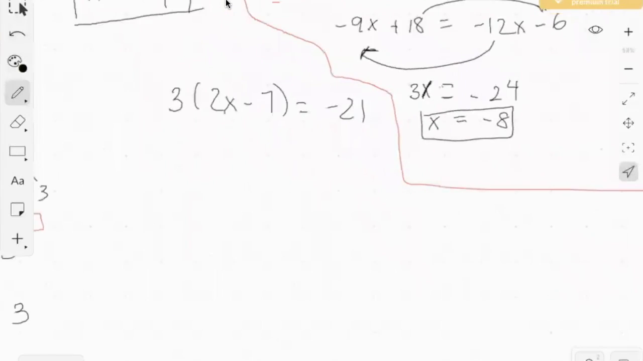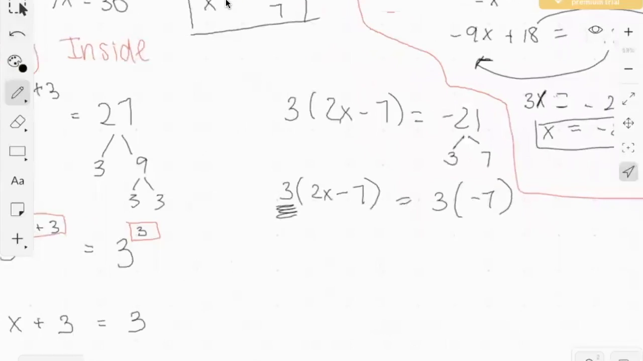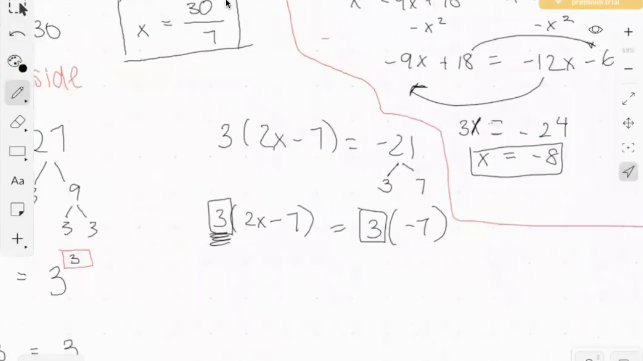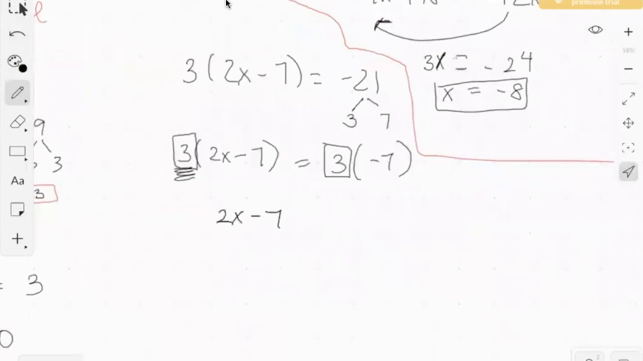And then our second question is 3 times 2x minus 7 equals negative 21. So looking inside the bigger number, we have 3, 2x minus 7, and then how should we factor 21? Negative 21 is the same thing as 3 times 7, but one number has to be negative. So in this case, because we have a 3 here, we want it to be equal. So we have 3 and we have negative 7. Just like this example over here, we know that one number that we're going to multiply is the same. So what we focus on is 2x minus 7 equals negative 7.